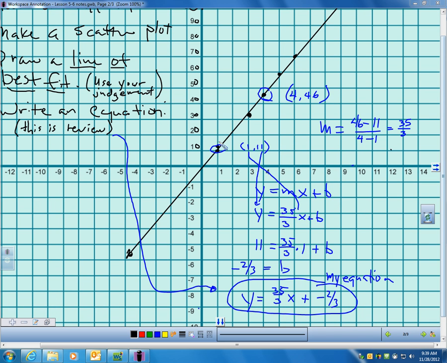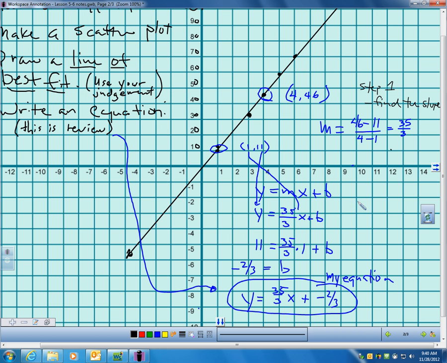Remember, to find your equation, this is a good review since the test is coming up and we have to be able to write equations of lines. This is a good review of what we did early in the chapter. Step 1, get the slope. Step 1, we got to find the slope. And you can see I'm doing that right here. I did 46 minus 11 for my y's. I did 4 minus 1 for my x's. That's 35/3. That's not pretty, but it is what it is. I take that slope and I plug it in for m.